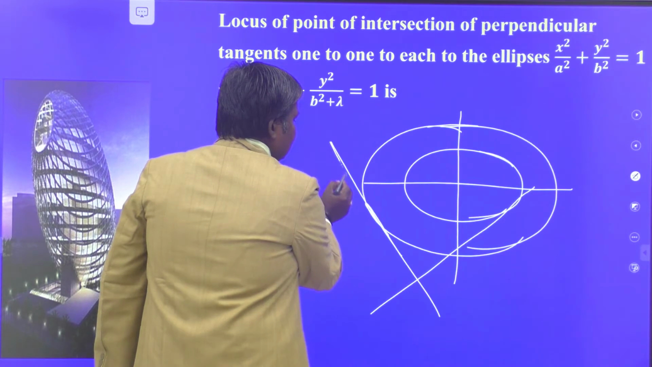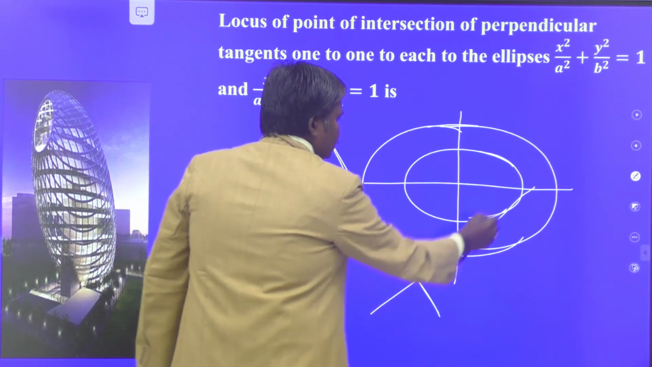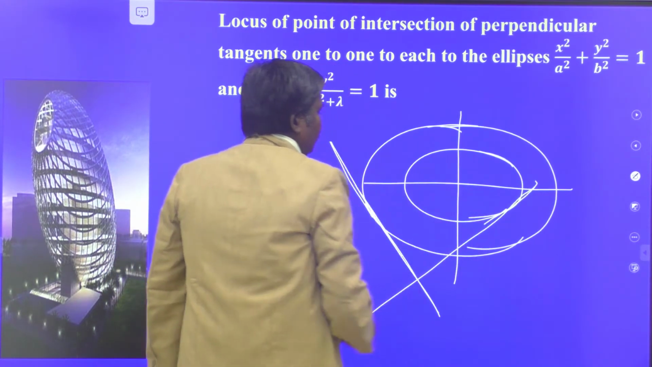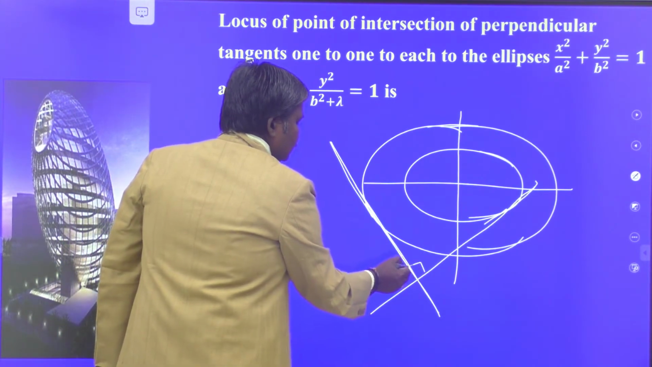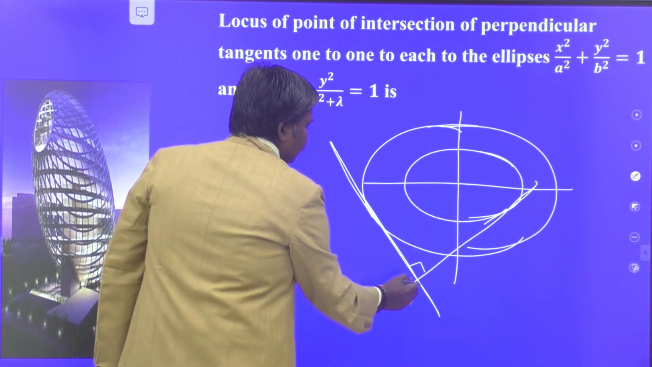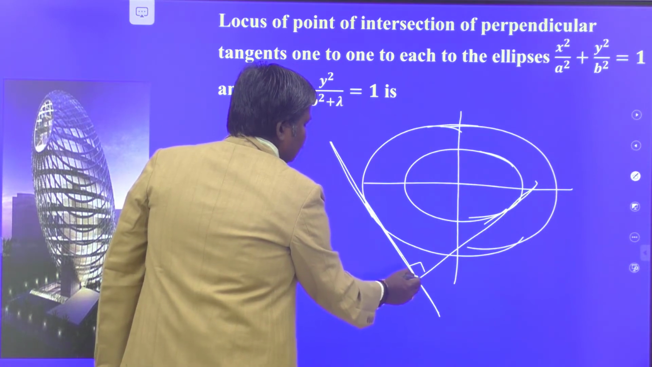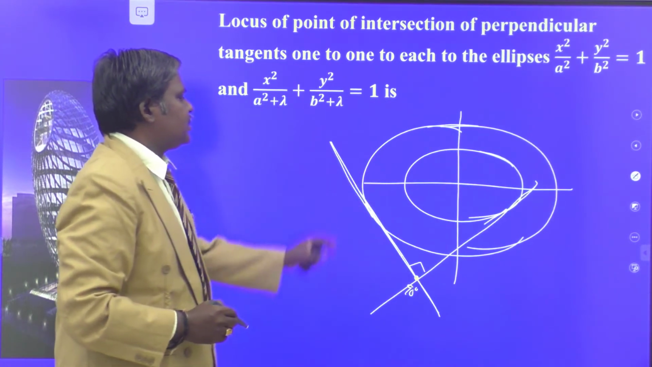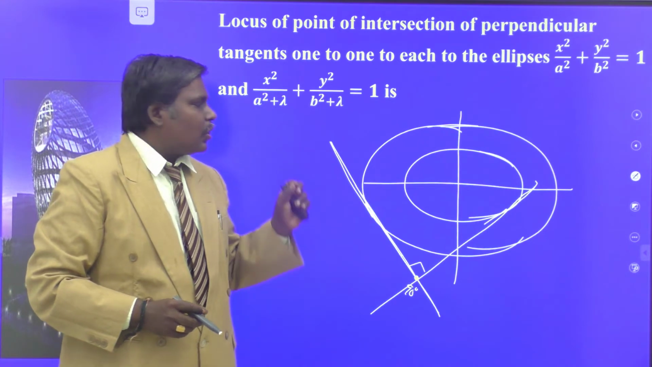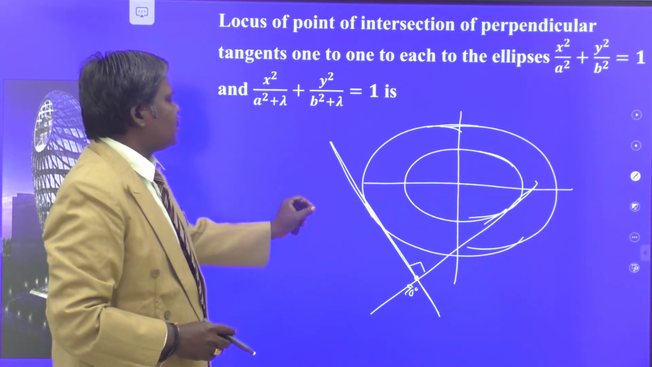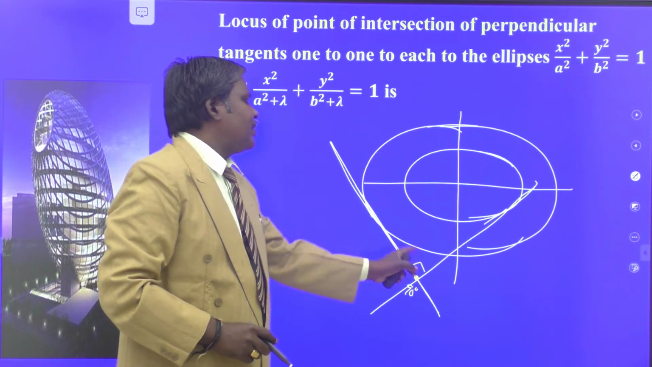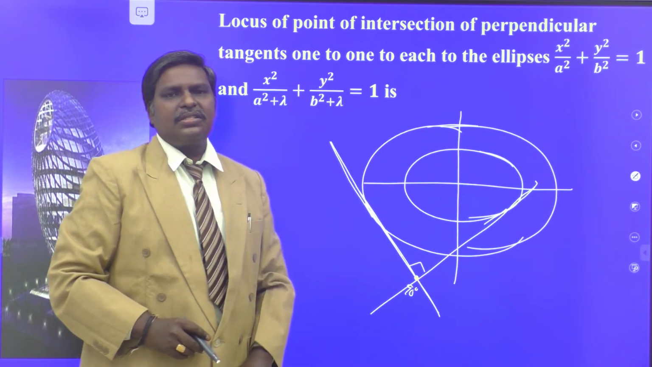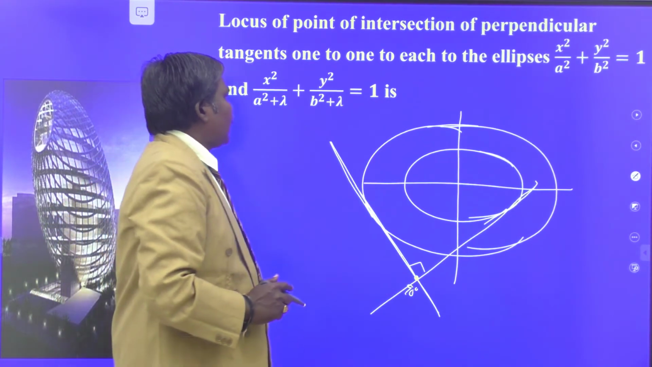So this is the tangent to the first ellipse. This is the tangent to our x²/a² + y²/b² = 1. Suppose this is 90 degrees. We have to find the locus of this point of intersection. This is the meaning of the question: locus of point of intersection of tangents drawn to each of the two ellipses, with the angle between them 90 degrees. How to crack this one?